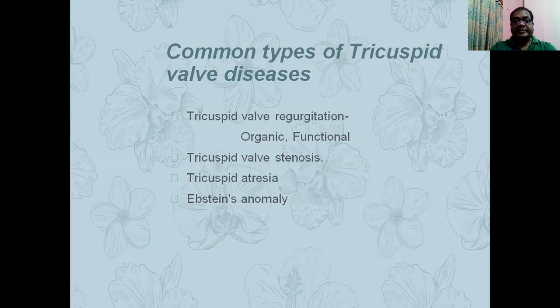Common types of tricuspid valve disease. Tricuspid valve regurgitation, which may be organic or functional, is very common. Tricuspid valve stenosis is also present. Tricuspid atresia may be present, and Ebstein anomaly is less common.